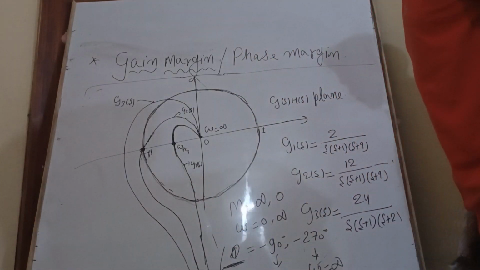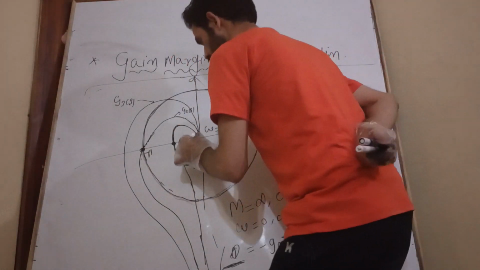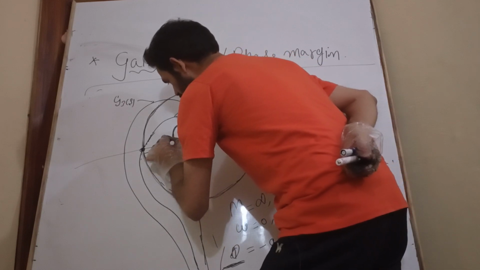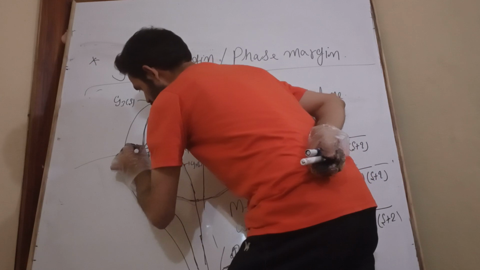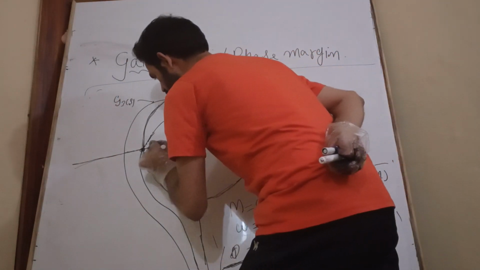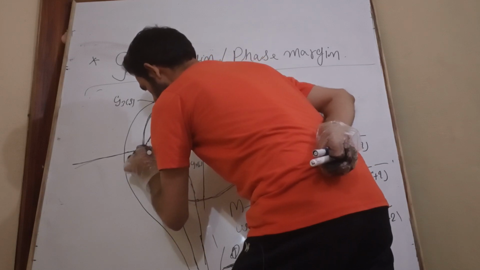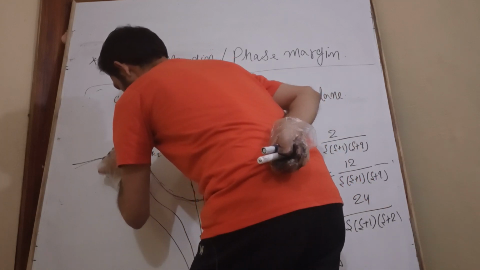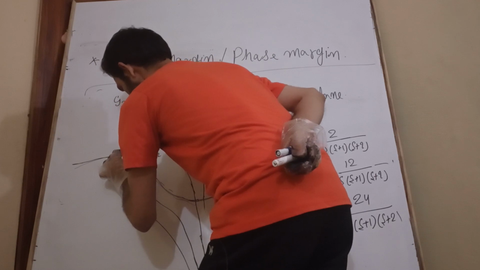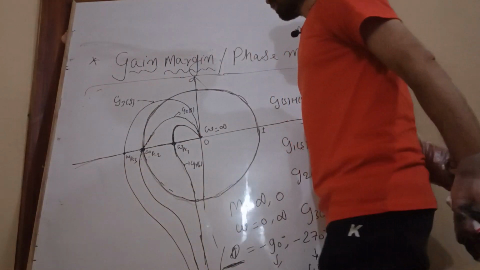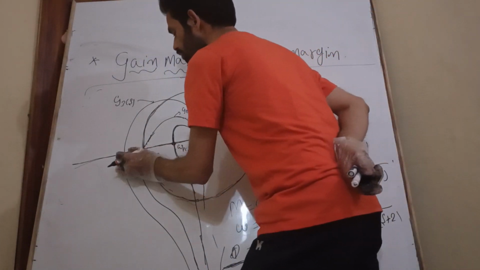Okay, so now what we can understand here, this is my omega PC, because the plot will cut the real axis at the phase crossover frequency. This is my omega PC1 and this is my omega PC2, and this is omega PC3. Yes, this is the phase crossover frequency.